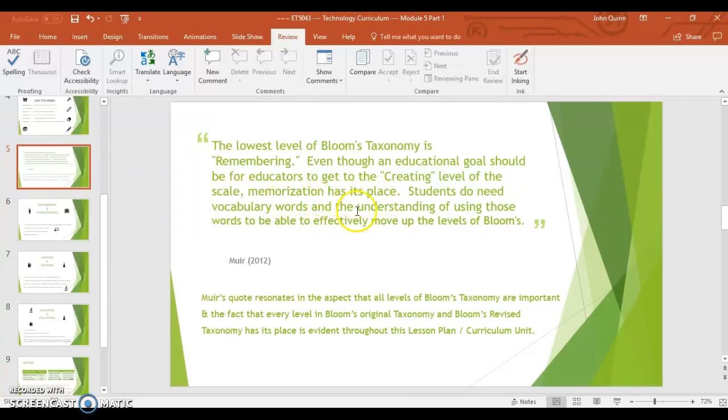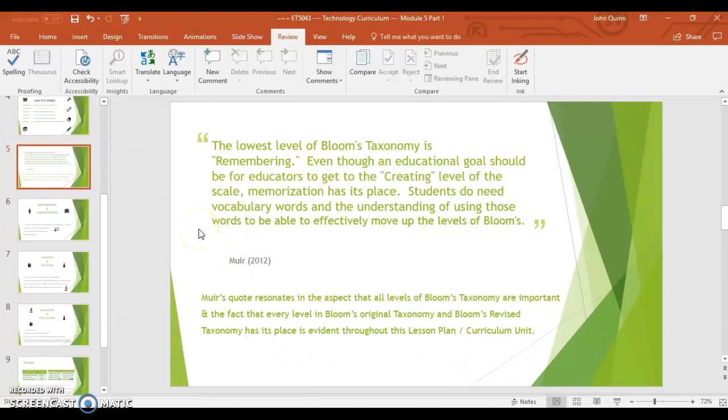Memorization has its place. Students need vocabulary words and the understanding of the use of those words to be able to effectively move up the levels of Bloom's taxonomy in the first place. Basically, in my own words, Muir's quote resonates to all the aspects of the levels of Bloom's taxonomy that are important, and the fact that every level in Bloom's original taxonomy and Bloom's revised taxonomy has its place and is evident throughout the lesson plan/curriculum unit.